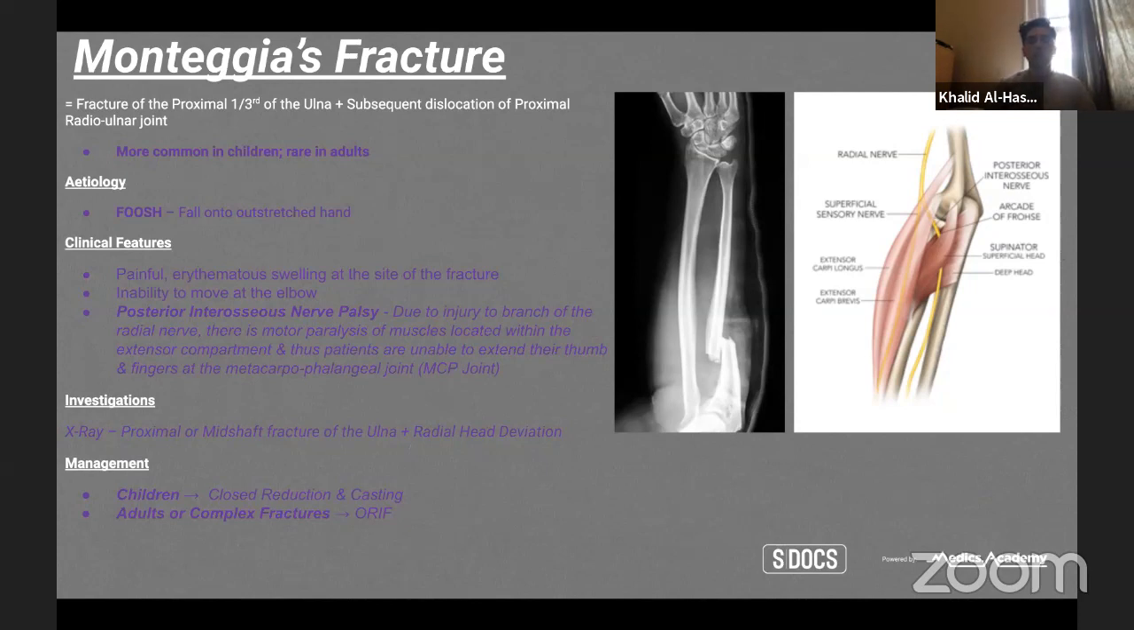So the management. We would use closed reduction and casting in children, and in adults we tend to opt for ORIF. This is the same in cases where the fractures are complex, such as where there is a large amount of displacement, or when there are situations such as neurovascular compromise.